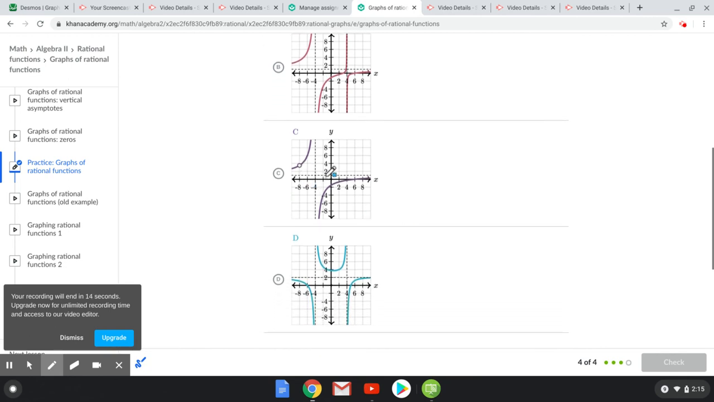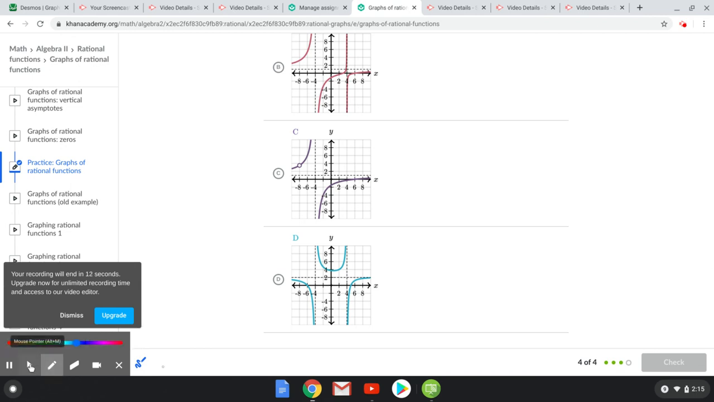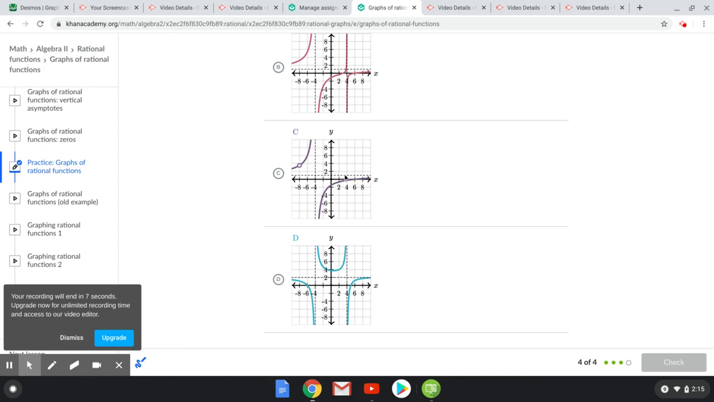Here, at -8, we have a hole, and at +6, we have an x-intercept. So this is going to be our answer.